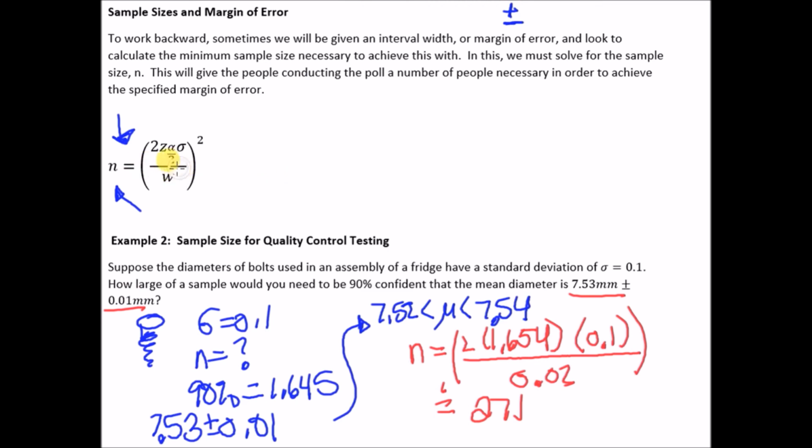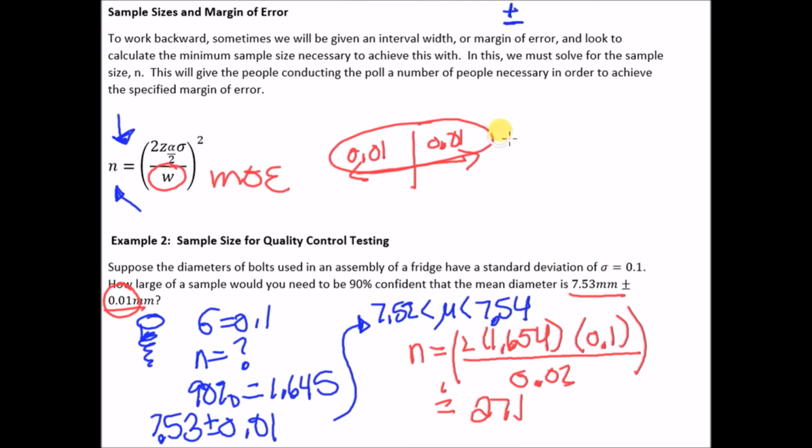Okay, and just to point out, this w is the margin of error. So margin of error is the entire margin. So we know that half the margin for this one is 0.01, so then the entire margin of error is going to be 0.02. And that's where we get that denominator from. Just to make that point.